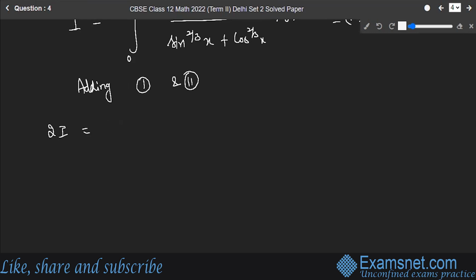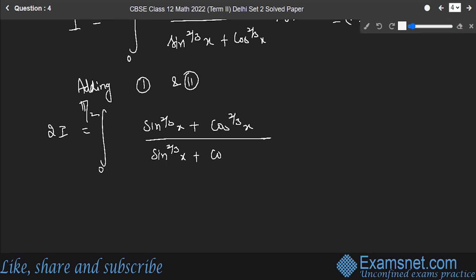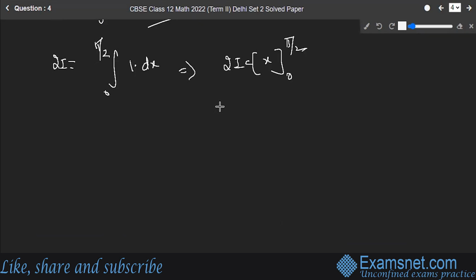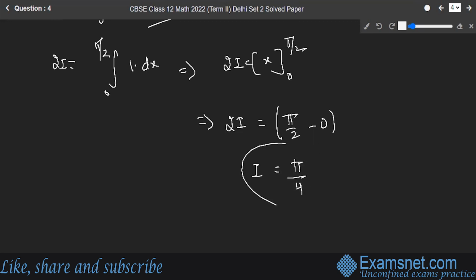You have 2I is equal to the integral with limits 0 to pi by 2 of (sin^(2/3) x + cos^(2/3) x) divided by this, plus 6 dx. So this 2 will cancel and you have 0 to pi by 2, 1 into dx. That's equal to 2I, which gives you 2I is equal to x with limits 0 to pi by 2, or 2I is equal to pi by 2 minus 0, or I will be equal to pi by 4.